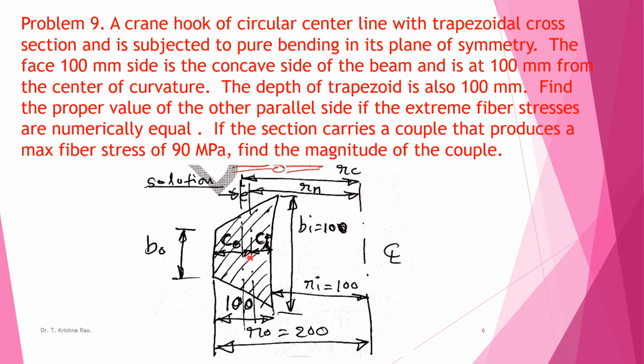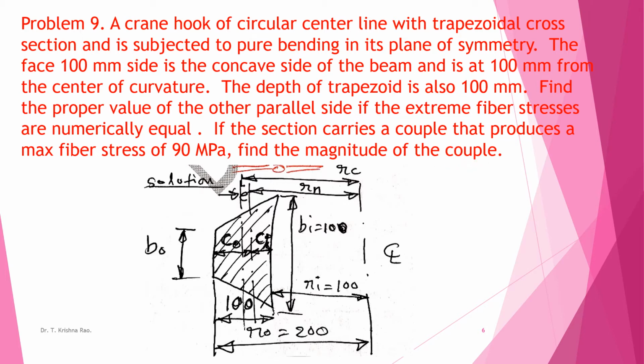We have seen that you wanted us to find B naught here given the Bi value. Please remember, the bending stresses are numerically equal in this problem also. In addition, he wants us to find, if the section carries a couple that produces a maximum fiber stress of 90, the magnitude of the couple. Stress is given, we have to find the value of the couple.